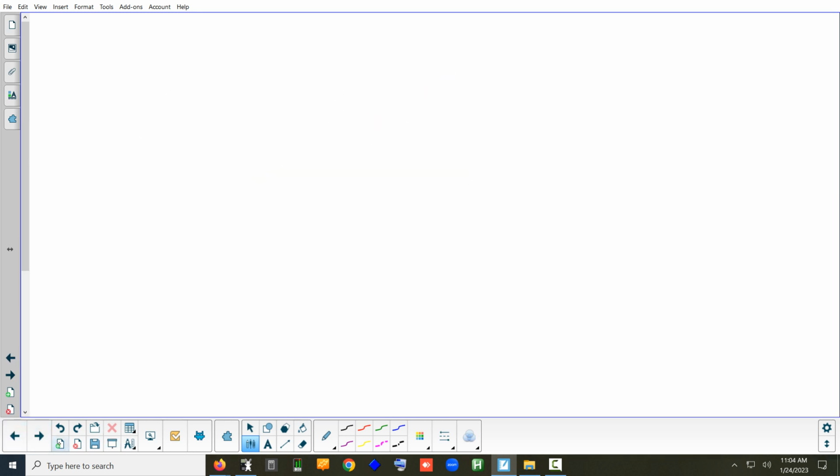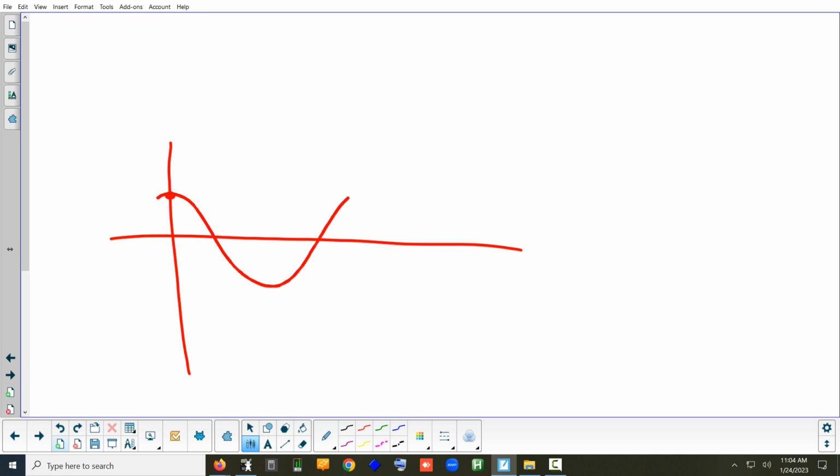Let's think about inverse cosine. Let's draw a regular cosine and just kind of see what that looks like. So that starts, it looks something like that.